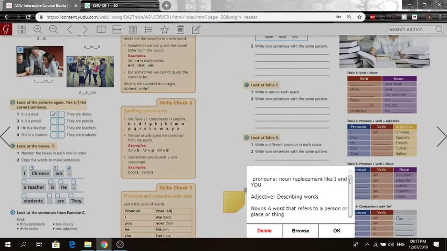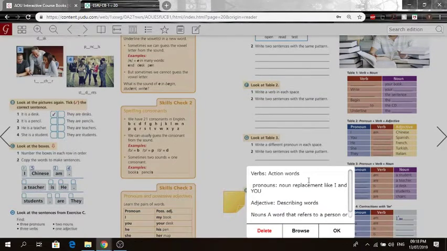Let me explain to you guys what's a verb. So verbs are basically action words, right? Words where you're doing something. So for example, eating, writing, sleeping, fighting. All these are action words, and these are verbs, okay? We also have pronouns, noun replacement like I and you, but let's go to one noun before that.